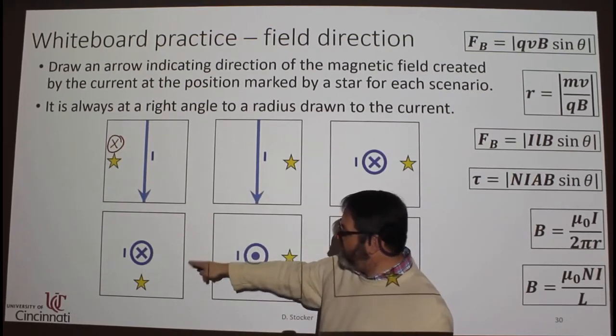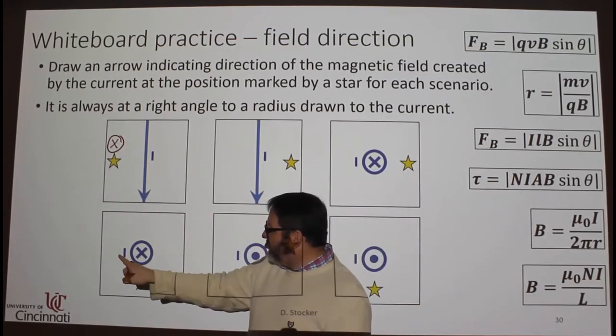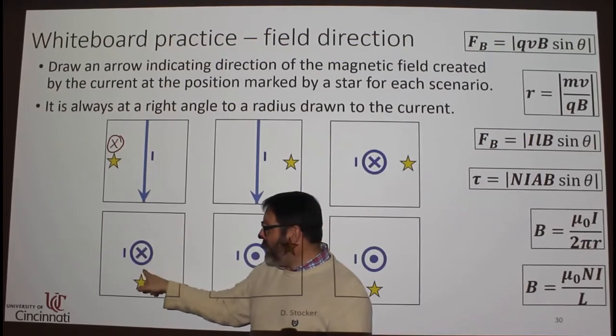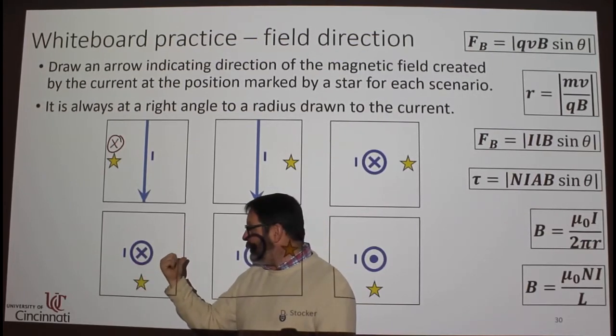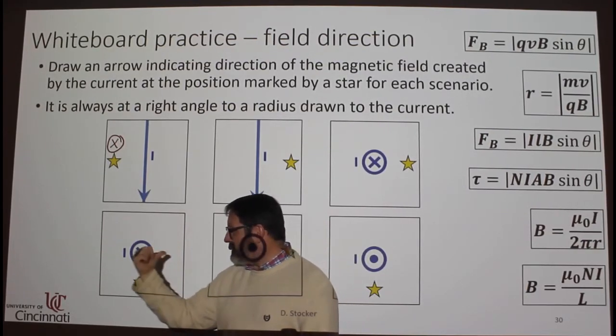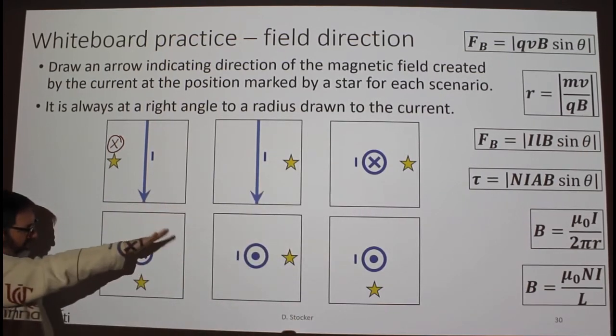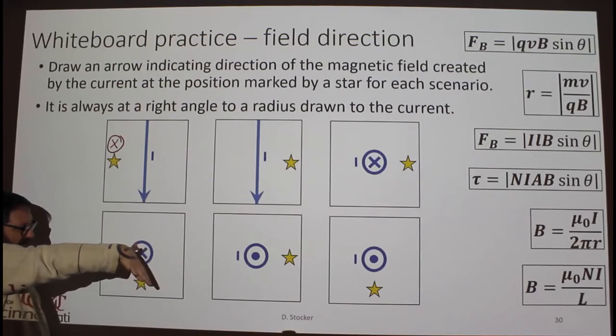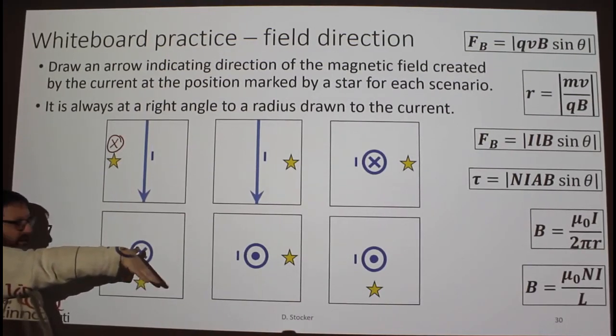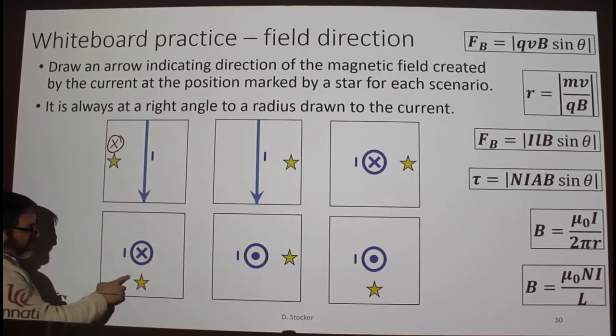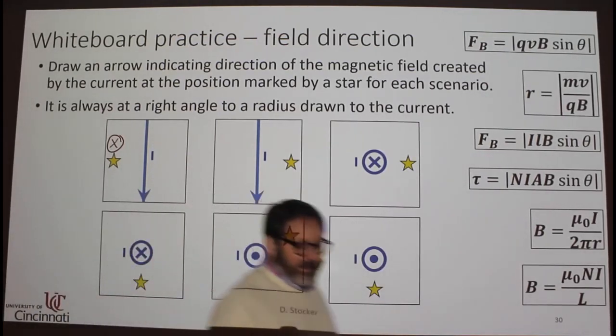If I look at this one, in this case, the current, shown by the X, is going into the board. So at the star location, if I put my thumb into the board and move to where I can put my fingers down here where that star is, my fingers curl to the left. So at this location, the field is to the left.